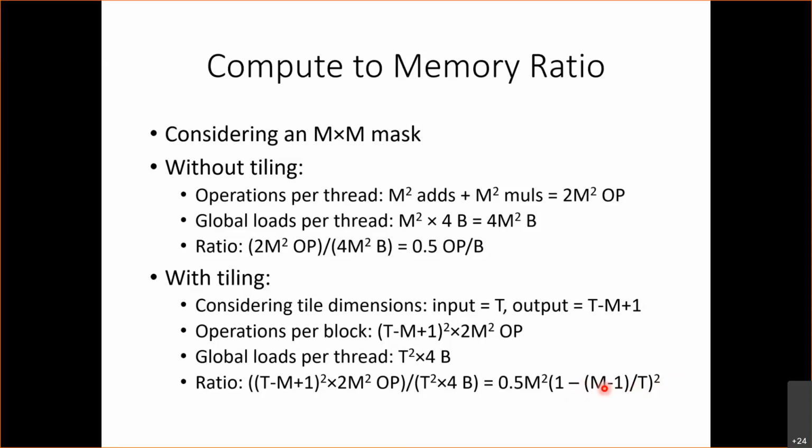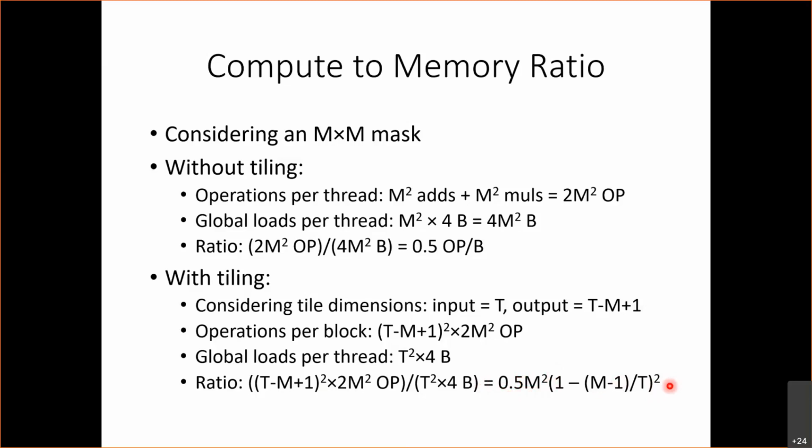Now usually m minus 1. So m is, if we have a mask of size 5, for example, this will be 4. T, for example, is if you have a 32 by 32 input tile. So you have something like 4 over 32, so it's 1 over 8. So 1 minus 1 over 8 is 7 over 8, 7 over 8 squared, so this number is not very, very small. Depending on what m and t are, you'll have something that's of the same order of magnitude as 0.5 m squared.